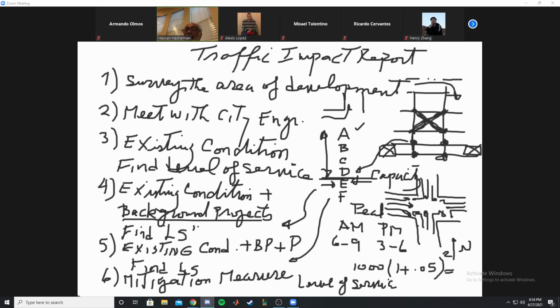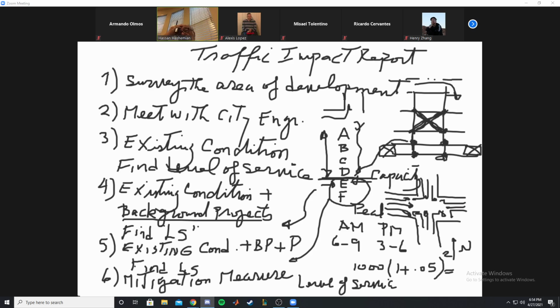Now, maybe your level of service improved from F to D. Then you are okay. But you have to have all the levels of service between A to D. You cannot have a traffic impact report where your level of service is E or F. After you do all that, you write the report and present it to the city engineer.